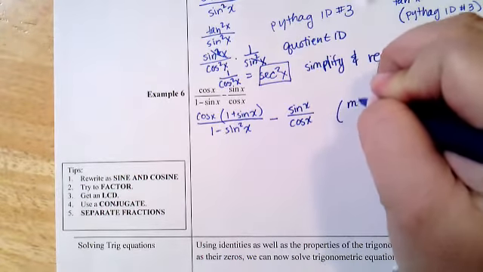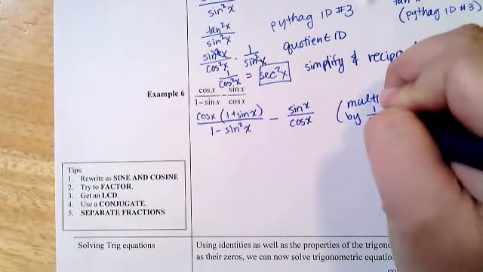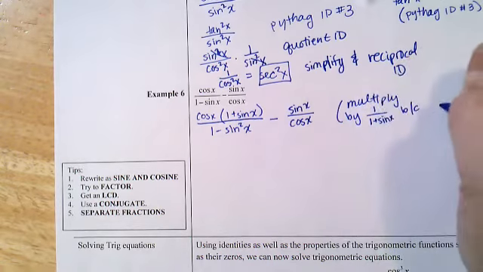So this was multiply by 1 plus sine of x over 1 plus sine of x because conjugate.